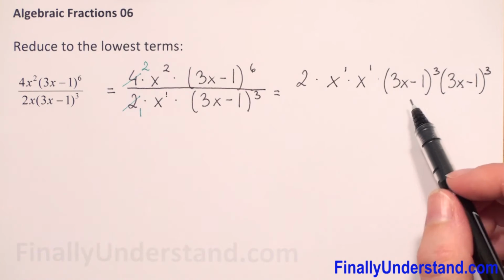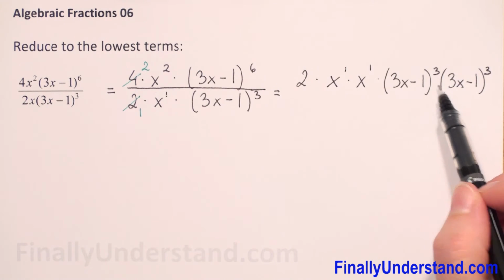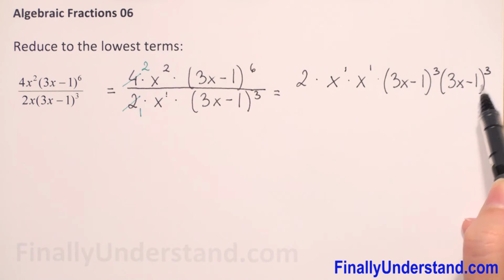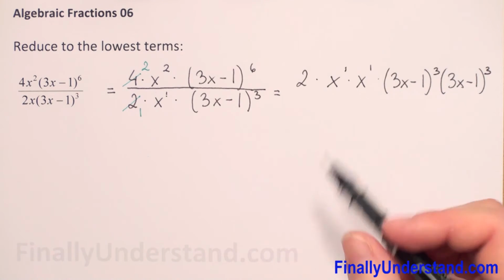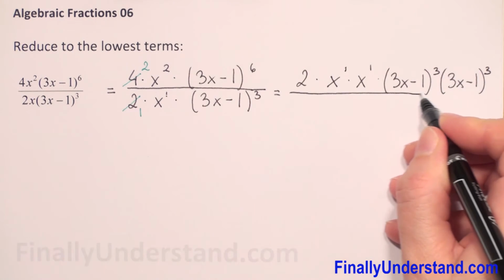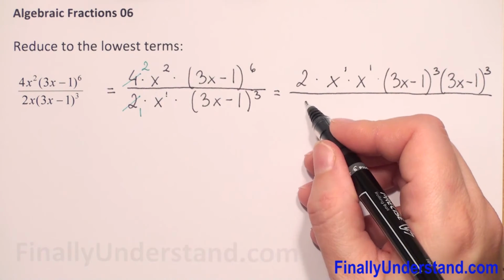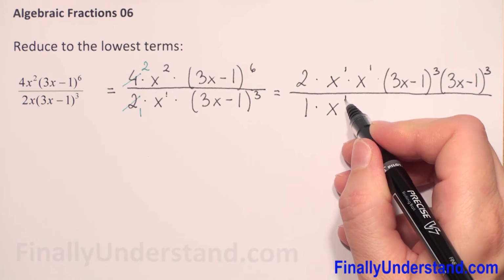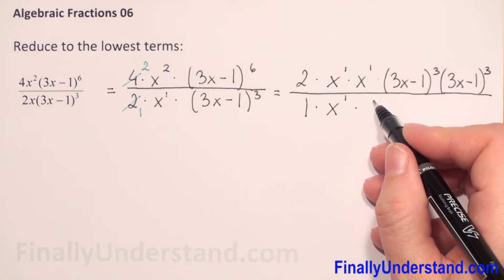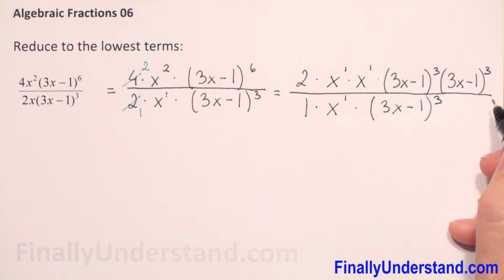I just rewrite (3x minus 1) to the 6th power as (3x minus 1) cubed times (3x minus 1) cubed. Why cubed? Because I have a cube in the denominator. So now I can reduce. So first let me copy our denominator. I have 1 times x to the 1st power, if we don't have a power it is 1, times (3x minus 1) to the 3rd power.